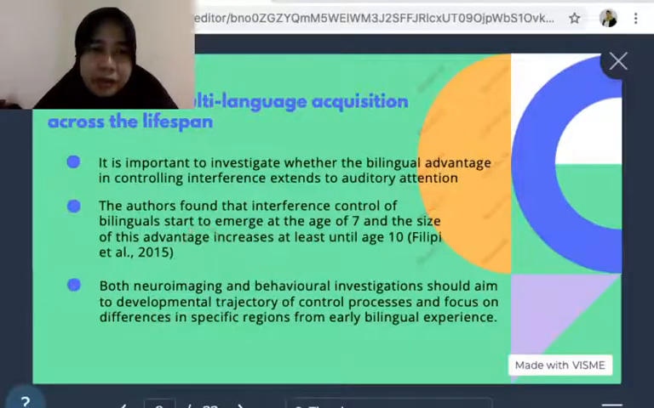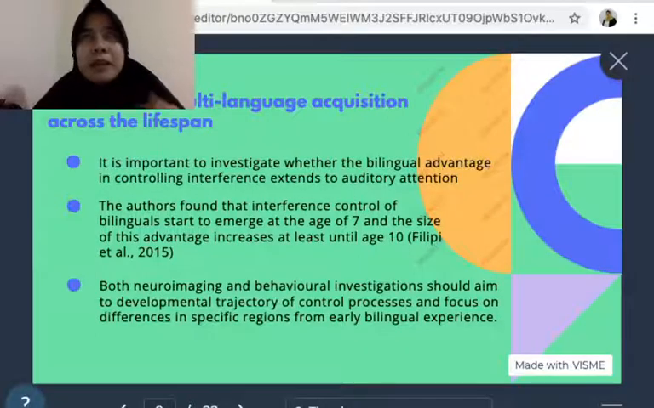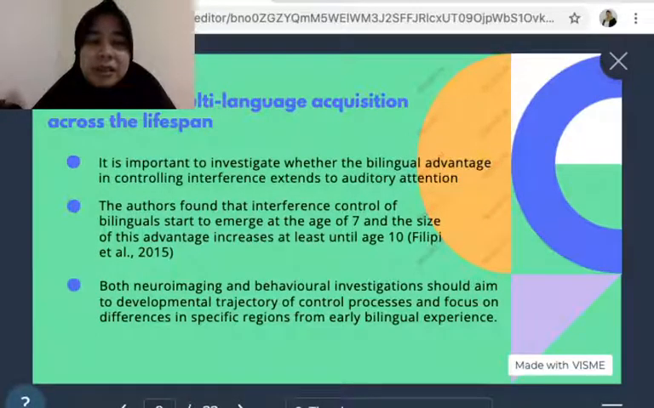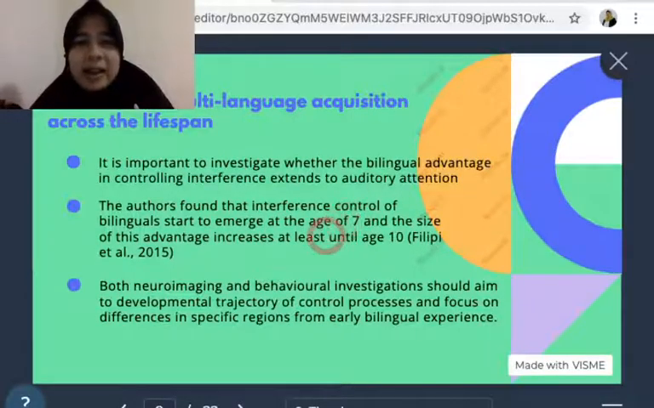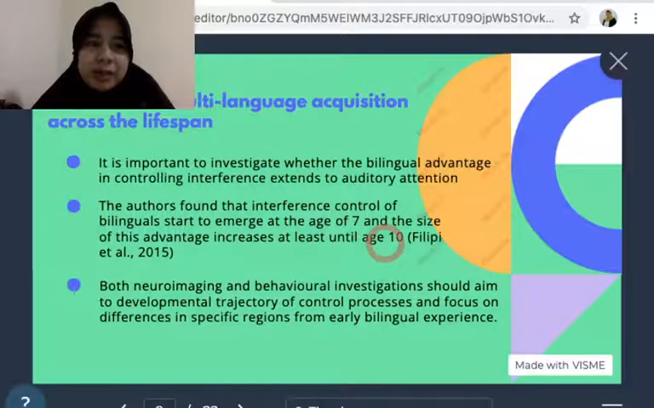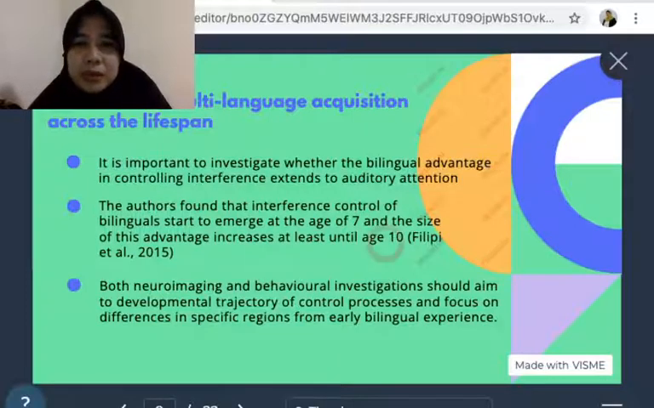So it means that the age at which bilingual children can differentiate one language from another starts from 7, and it will increase until at least the age of 10. It can be more than 10 years old, but at least it needs around 3 to 4 years to differentiate between one language and another.